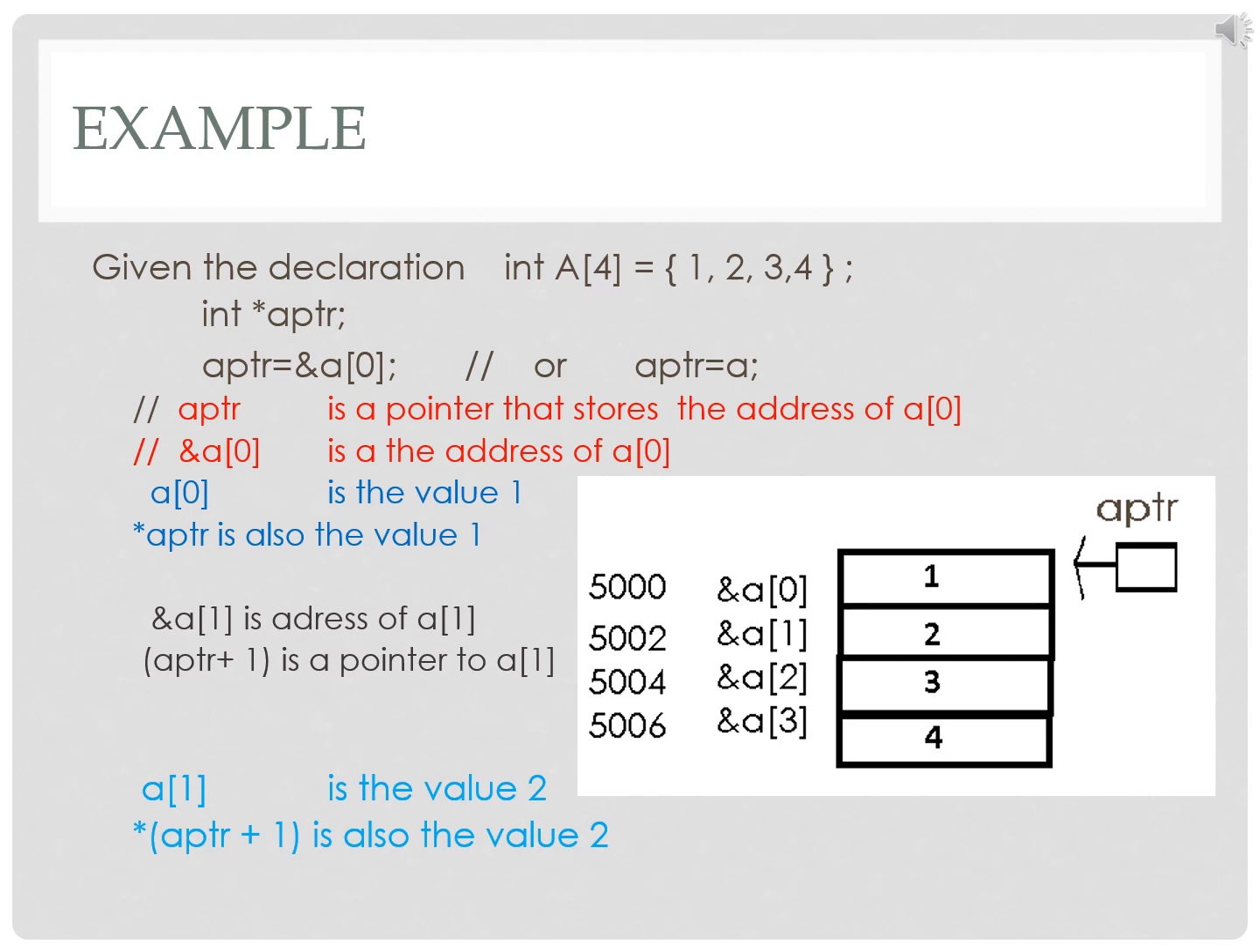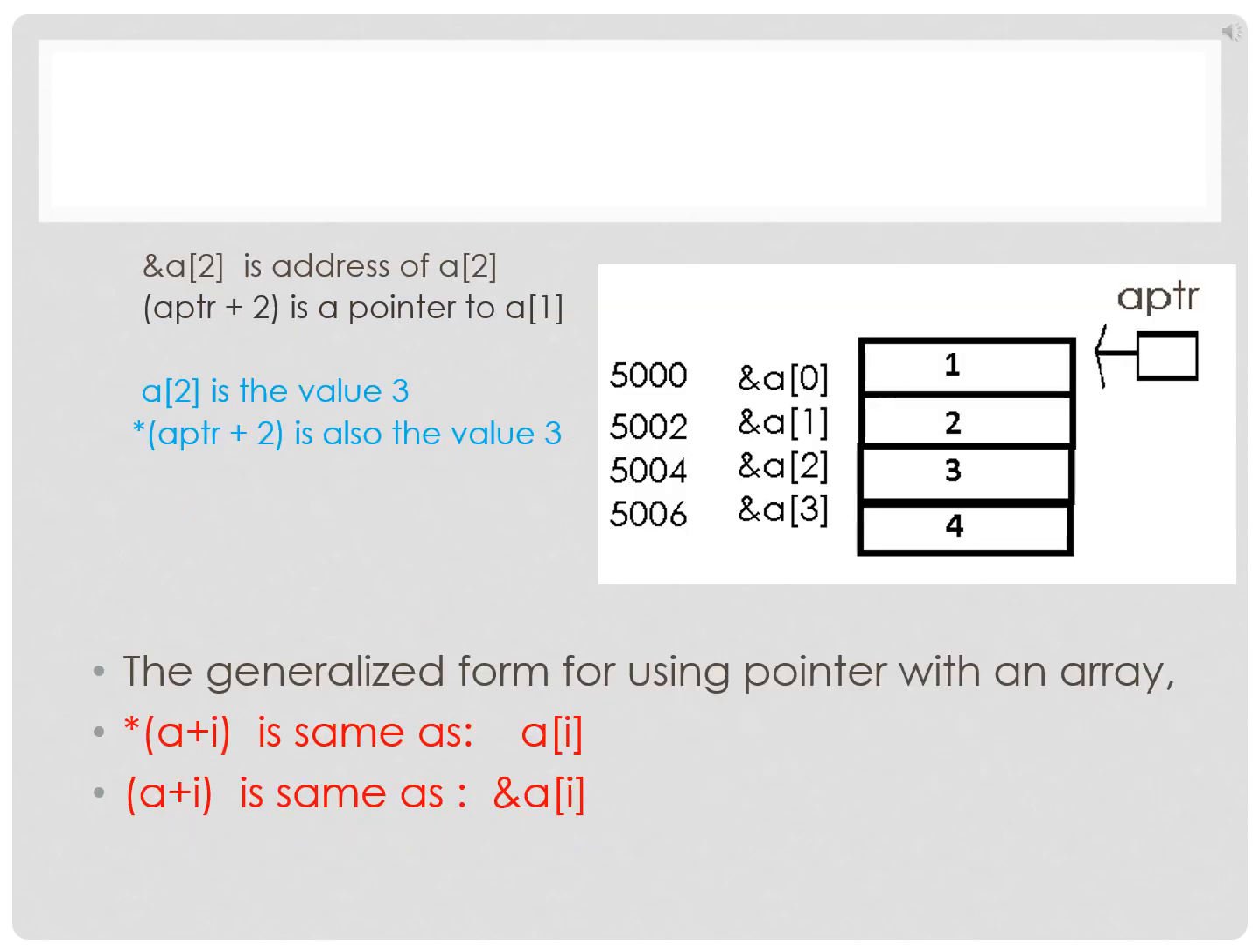Now suppose aptr is starting with the address 5000. When you increment, aptr+1, what will you get? 5002, because an integer is allocated 2 bytes of memory for a single array element. Now this is also the same. You have considered the third element, and you have the general form: *(a+i) is the same as a[i], and &a[i] is the same as a+i. The second one is the address, the first one is the value.